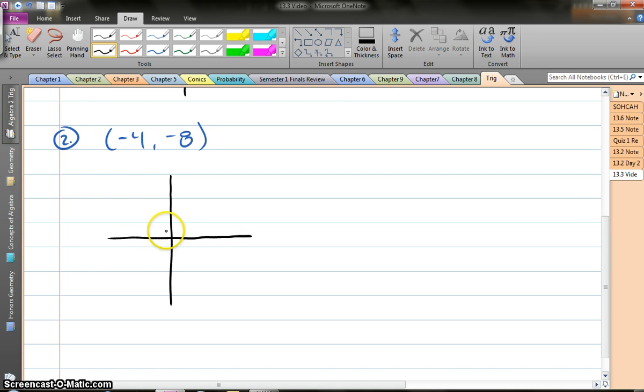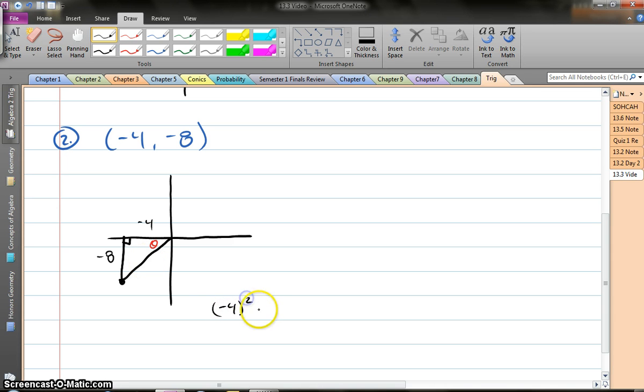Alright, so -4, -8. We're -4 units this way, -8 units down. There's my coterminal ray. And remember, we're always going perpendicular to the x-axis, always to the x-axis. Here's my theta. -4 is my x, -8 is my y. We need to find my hypotenuse.